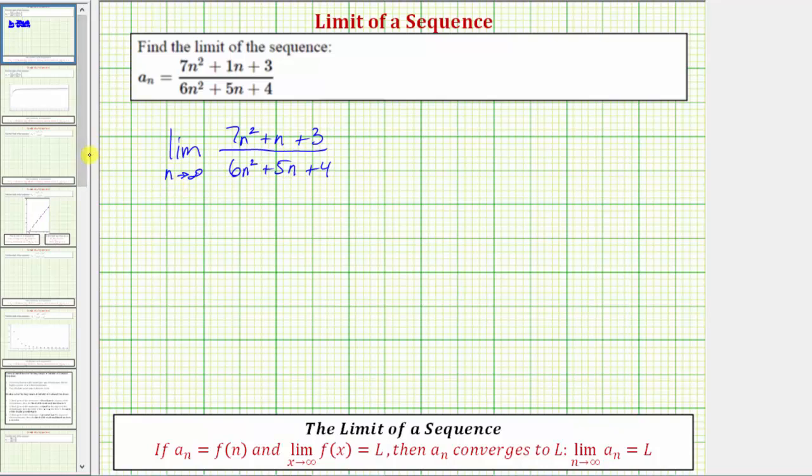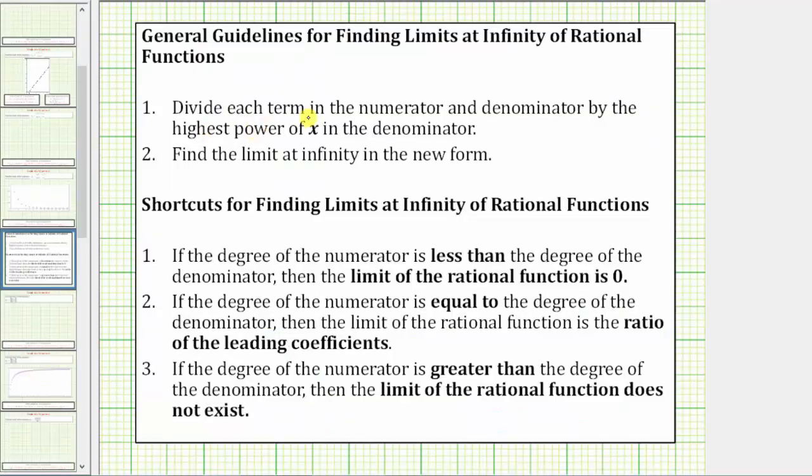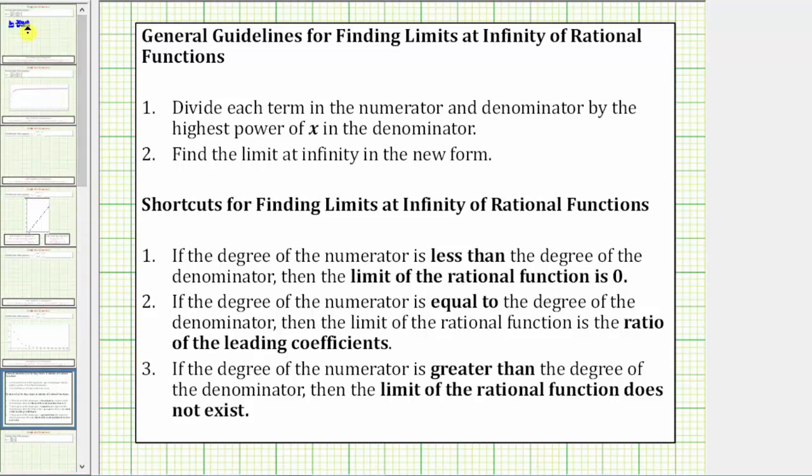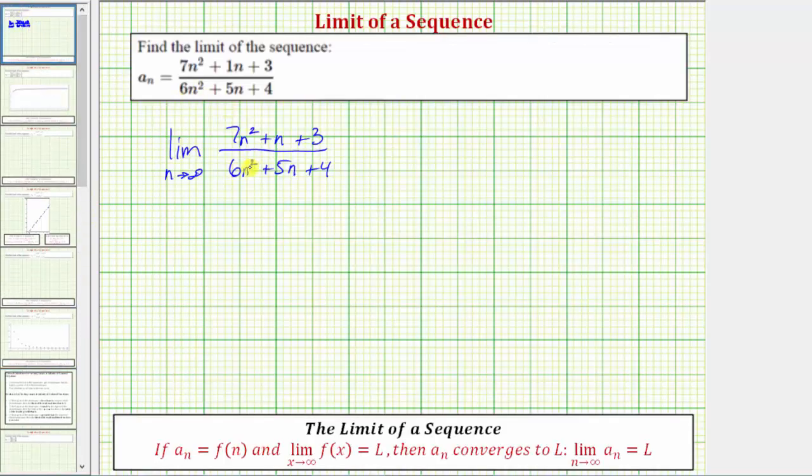Now there are several ways to determine the limit at infinity of a rational function. In this video, we'll take a look at the general method as well as a shortcut method. For the general method, we divide each term in the numerator and denominator by the highest power of x, or in this case, the highest power of n, in the denominator, and then we find the limit at infinity in the new form. Looking at the denominator, the highest power of n is n squared, so we'll divide each term in the numerator and denominator by n squared.